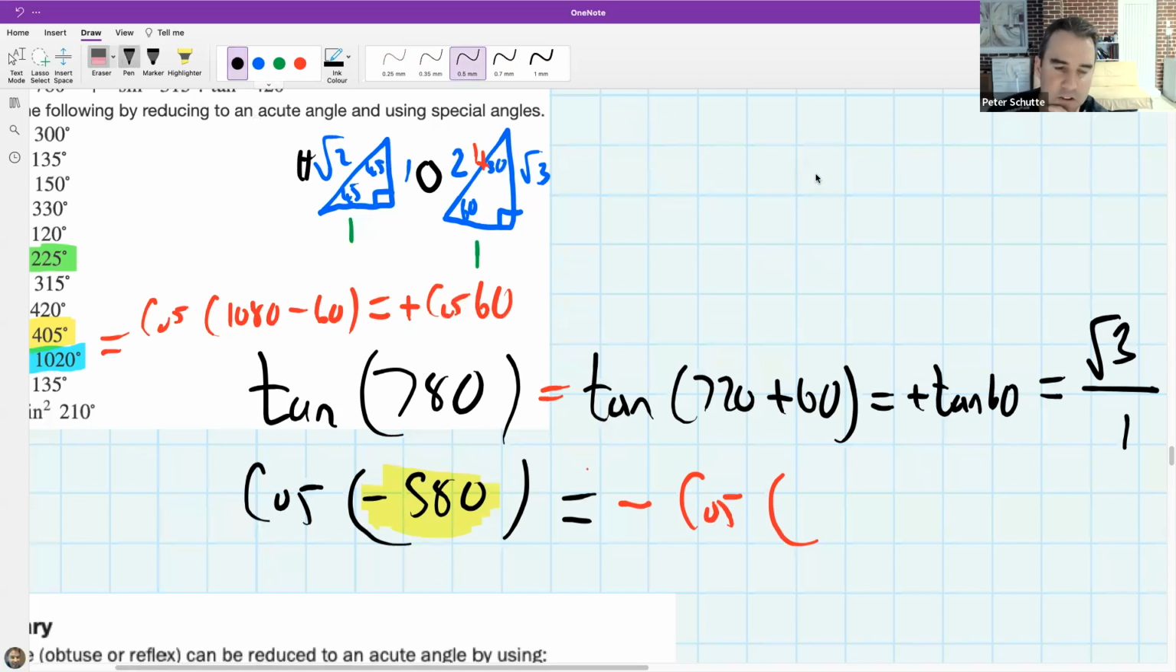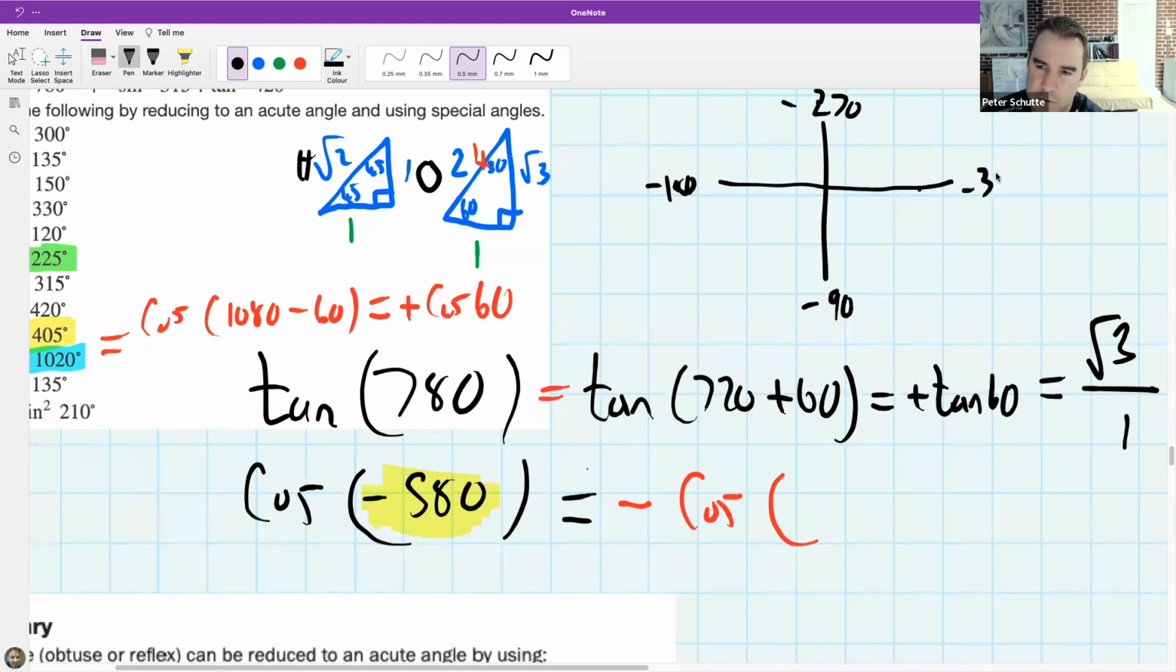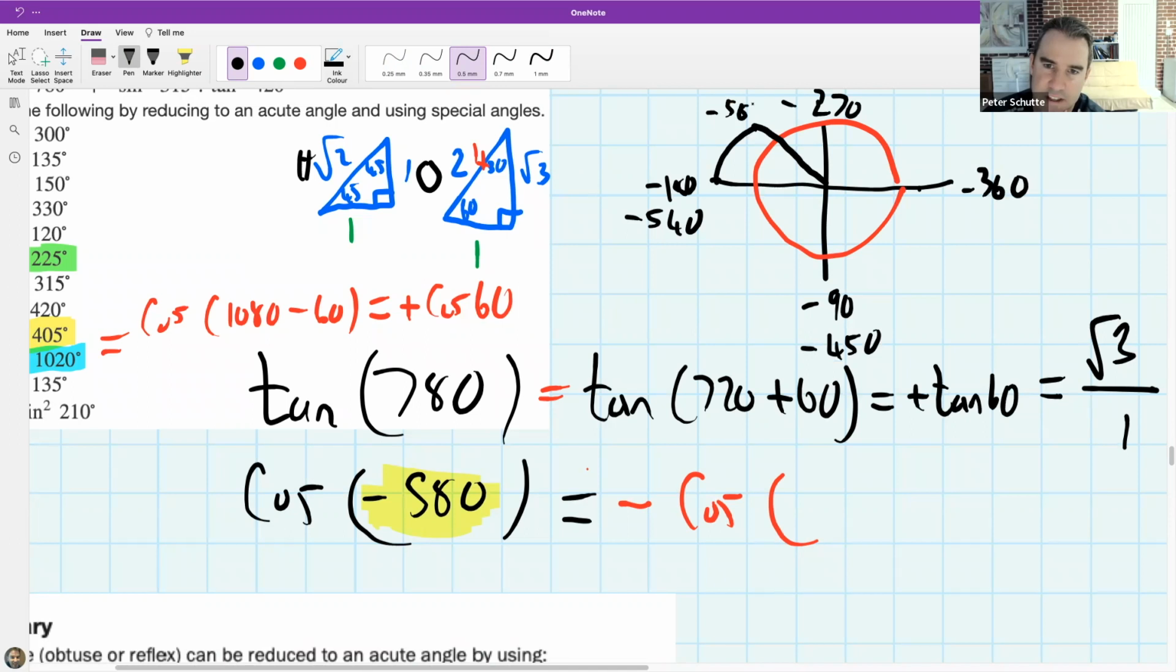I'll re-explain this because I can see I've lost some of you here. If I go in this direction, I get minus 90, minus 180, minus 270, minus 360. That isn't enough to get to minus 580. So if I go another 90, I get minus 450, then minus 540, and then if I go a little bit further, I get to minus 580. So this bit over here is going to be 40. Now in this quadrant, cos is negative, so this is going to be minus cos 40.